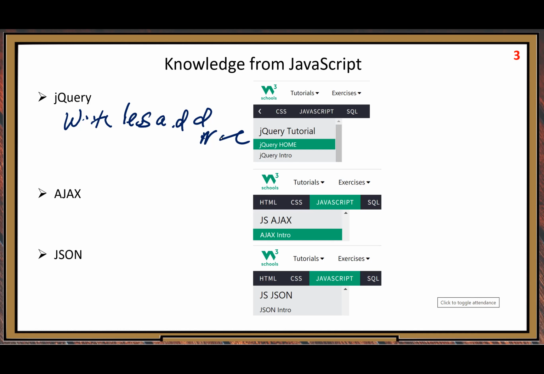Ajax, another important JavaScript related technology. If you look at W3Schools, it's called JS Ajax. It's inside the JavaScript section, so it's not an independent, standalone technology. It's a sub-technology inside JavaScript. The tutorial is pretty short, not very long. But this technology is very useful.